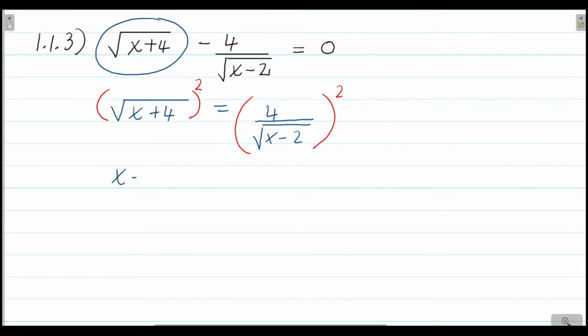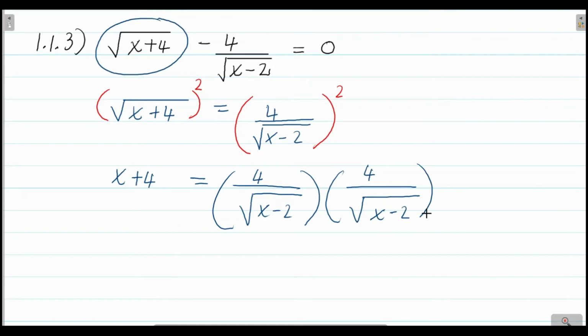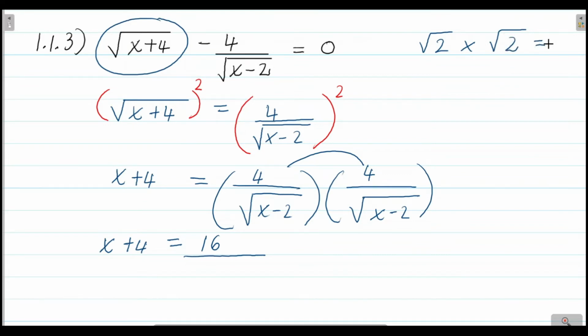And then you'll be left with x plus 4, which is equal to, okay? So we can basically write out this 4 over the square root of x minus 2 twice, okay? And if you write it out twice, guys, it's x plus 4, which is equal to 4 times 4, guys, is equal to 16 over, right? If you multiply a square root by another, let's actually use this. Square root of 2 multiplied by the square root of 2, right? If you were to put this into your calculator, you'll see that your answer is actually going to be 2. Okay, why is that?